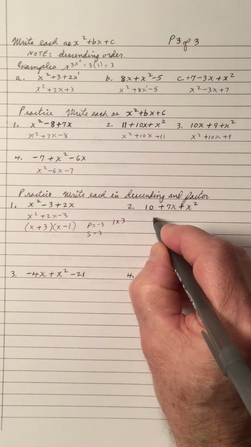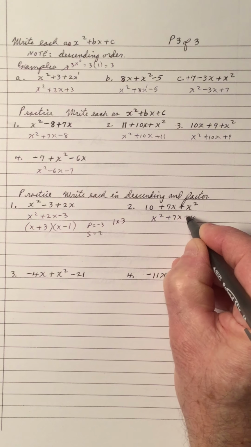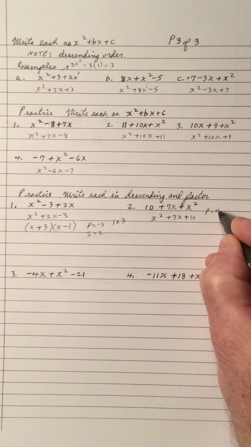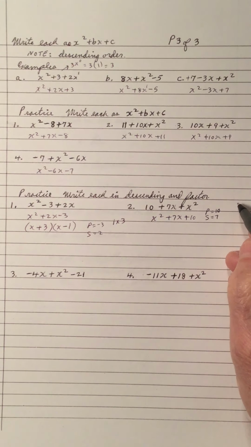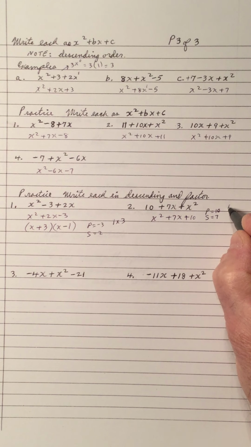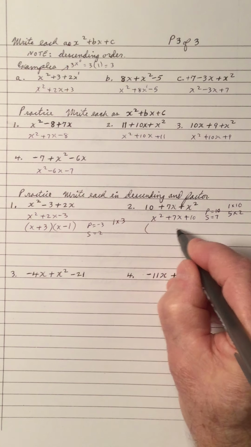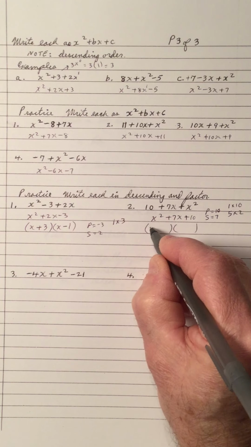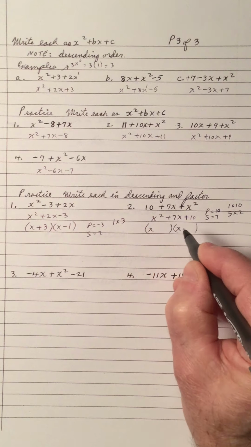Number 2, descending order. X squared plus 7x plus 10. Over on the side, the product is 10. And the sum is 7. So we keep that in mind. Factors of 10 are 1 times 10 and 5 times 2. So let's go. Since we have a trinomial, the first terms of the binomials are x and x. X times x is x squared.